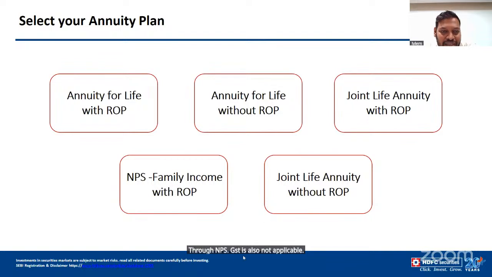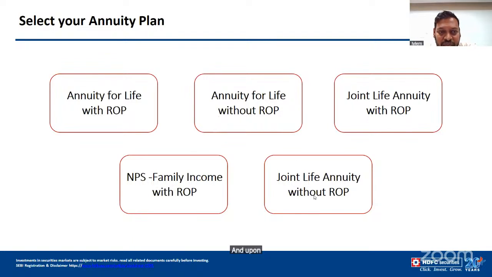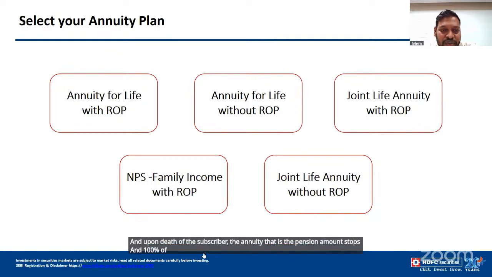Now, taking the first example, that is annuity for life with ROP. ROP stands for return of purchase price. In this case, annuity is payable to the subscriber till they are alive. And upon death of the subscriber, the annuity, that is the pension amount, stops and 100% of the purchase value is returned to the nominee.